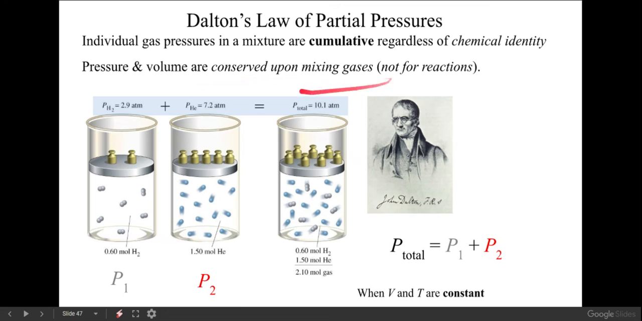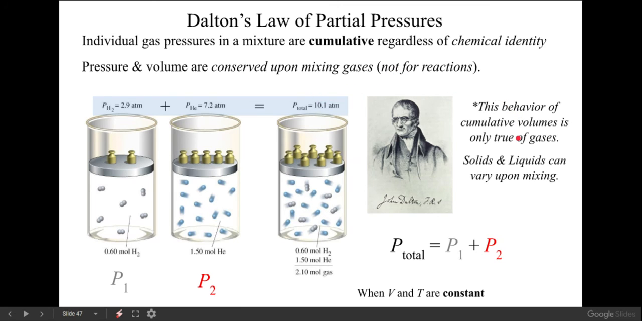But what's notable about this is it's not true for solids and liquids. Solids and liquids, their total volumes can change, not drastically, but in small amounts, because their densities vary. So as things pack together in the condensed phases, the volumes and pressures cannot be absolutely conserved. But in the gas phase, upon mixing, since the amount of space doesn't depend on the identity, we see that the volume and pressure are completely conserved.